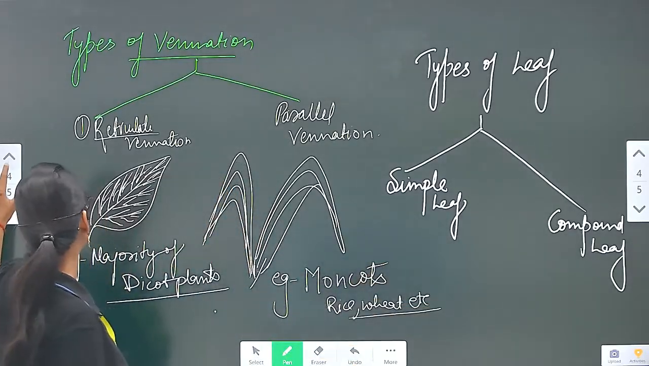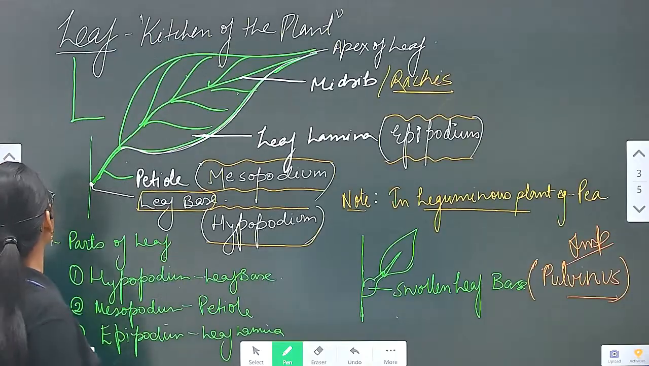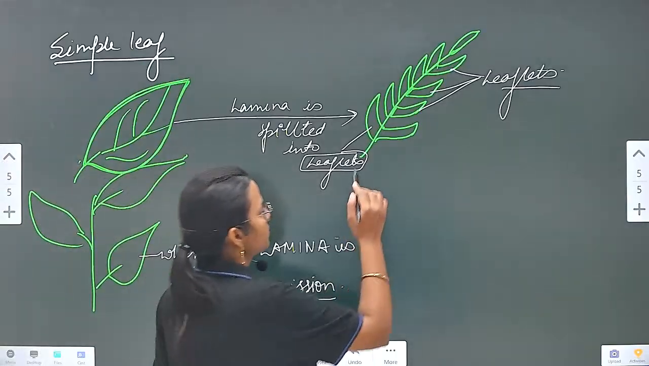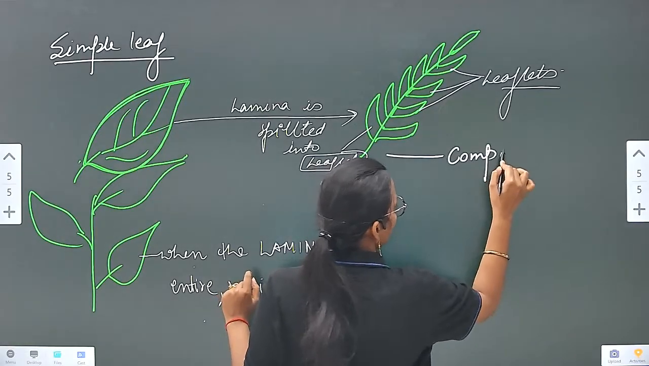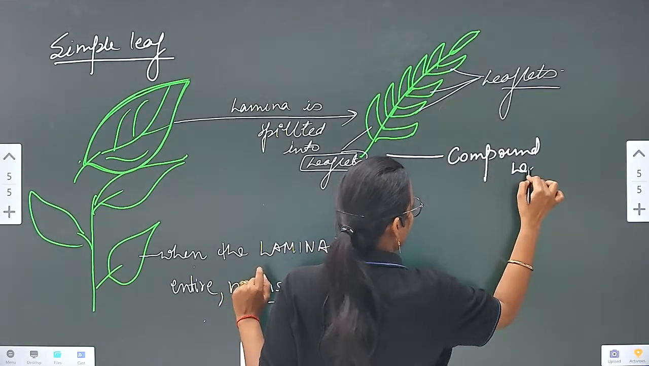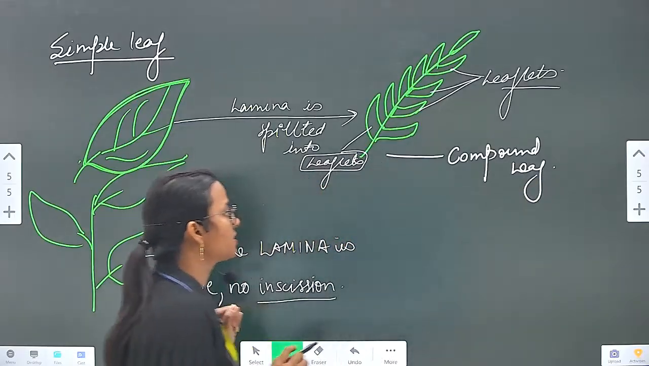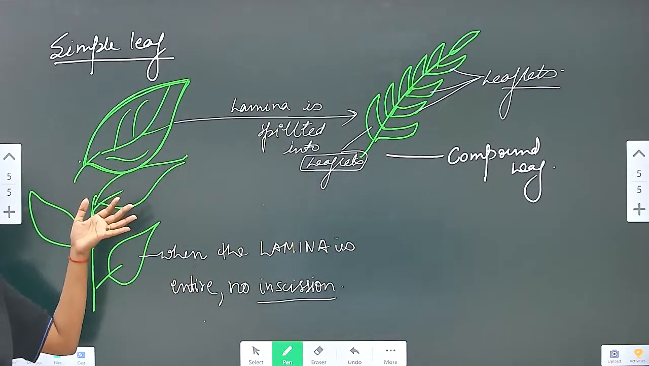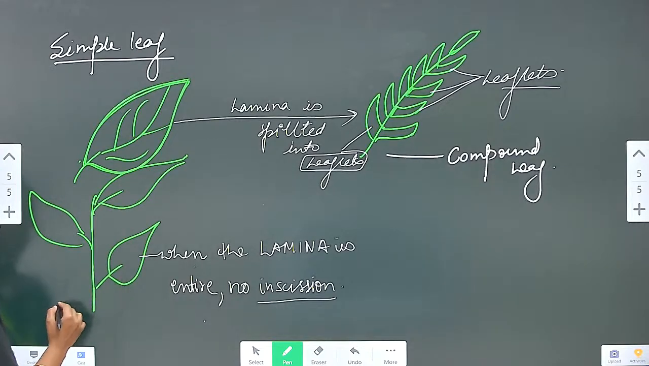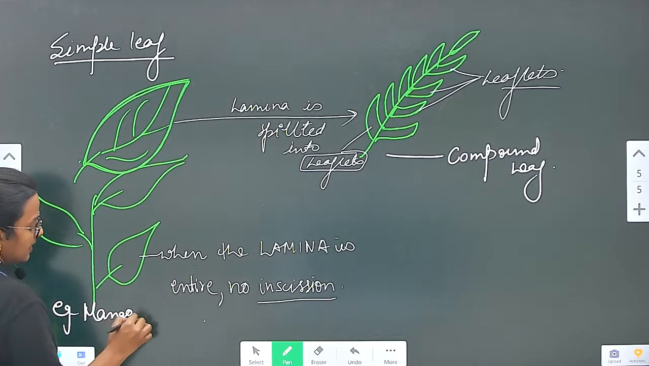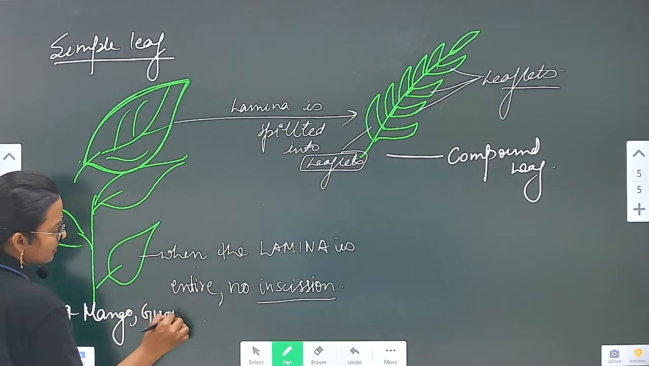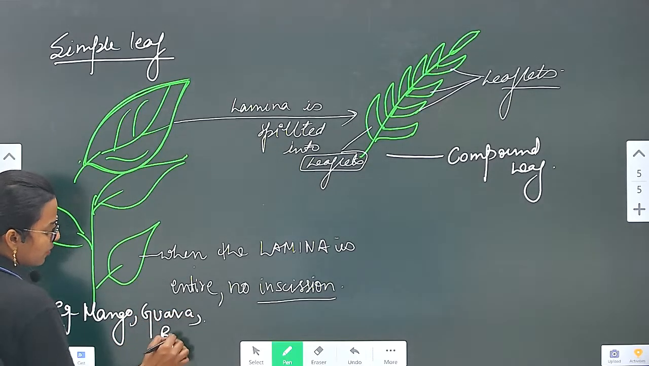So it is called the compound leaf. Now this leaf is a compound leaf. Did you get my point? So that means when the lamina is entire, it is a simple leaf, and it is shown in the case of mango, guava, and rose.